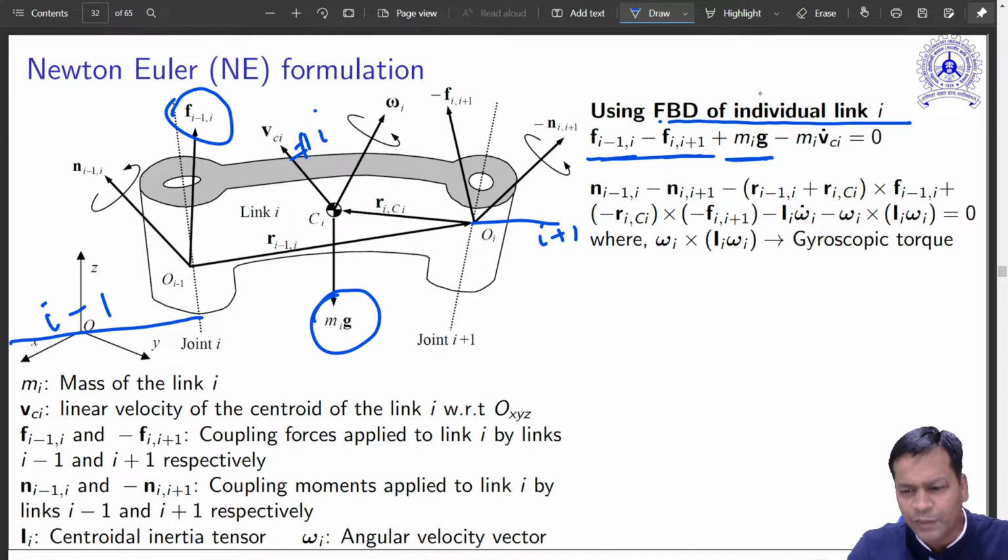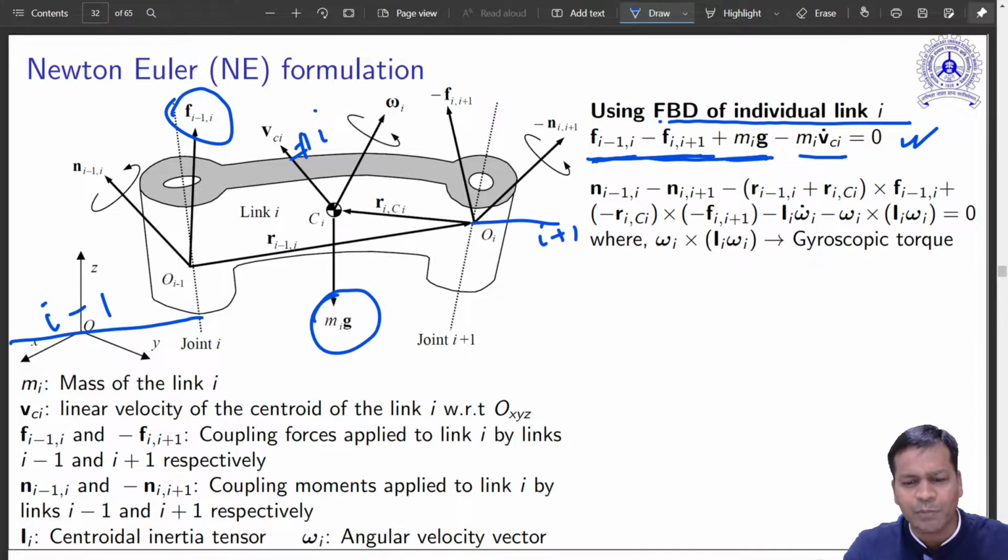So the resultant force creates the acceleration. V is the velocity, so VCI dot is the acceleration of this body. Mass into acceleration is equal to the resultant forces that act on this link. That is straightforward, quite simple. So this is the Newton equation. So what is the Euler equation?